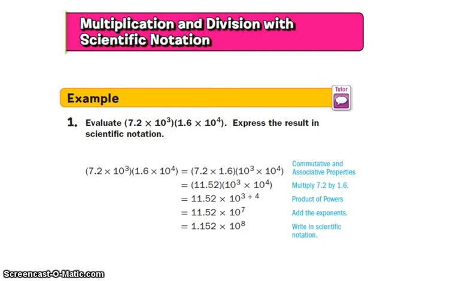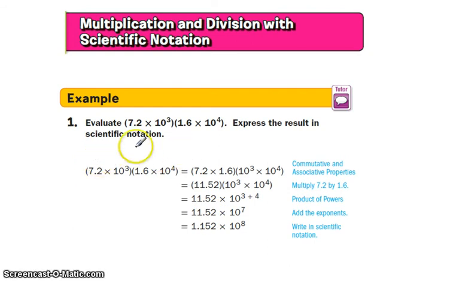Okay? It says evaluate 7.2 times 10 to the third times 1.6 times 10 to the fourth. Express the result in scientific notation. What they want you to do is leave the number in scientific notation and multiply. They don't want you to put it in standard form. And they want your answer in scientific notation. So let's see how they did this here.